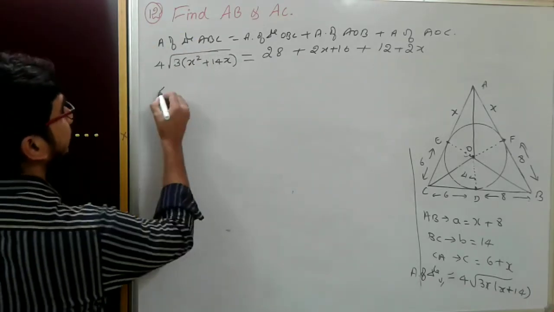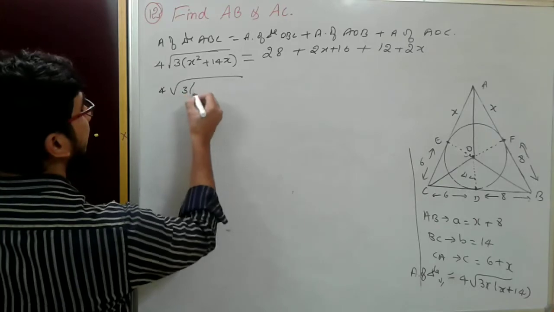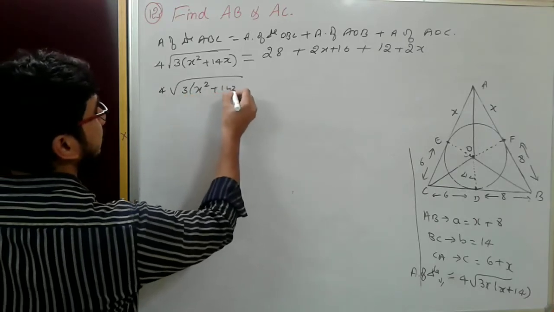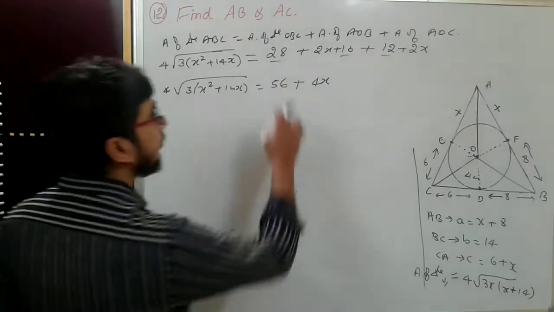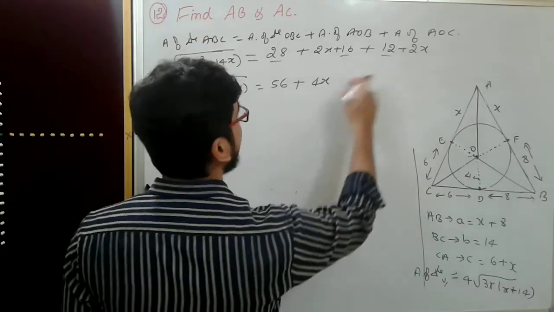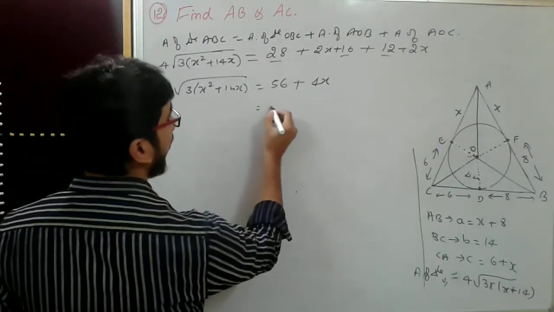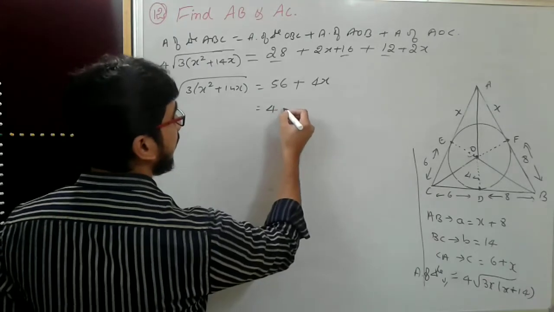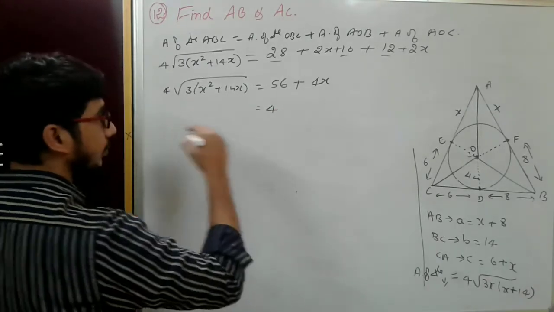Let us find out: 4 into root of 3 into x square plus 14x is equal to 28 plus 16 plus 12, which is 56, plus 2x plus 2x is 4x. Now what I will do is take 4 common outside here. So what will happen if you take 4 common out?